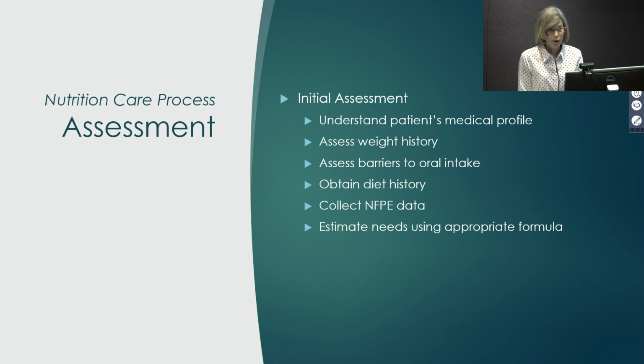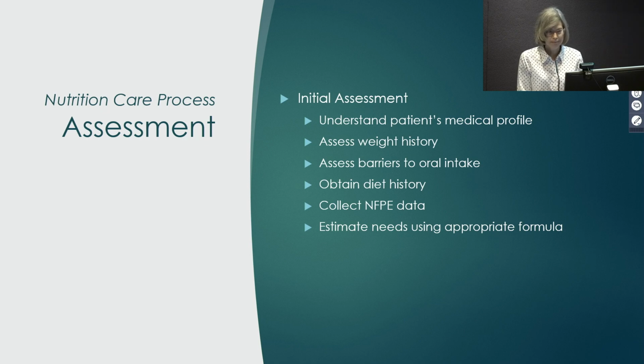Then we need to assess their weight history. And again, EPIC is wonderful about that. We can do a dot phrase and pull in a bunch of weights to see how they've been doing. Then we'll assess barriers to oral intake. If they haven't been eating well, why aren't they? Why aren't they taking in enough?